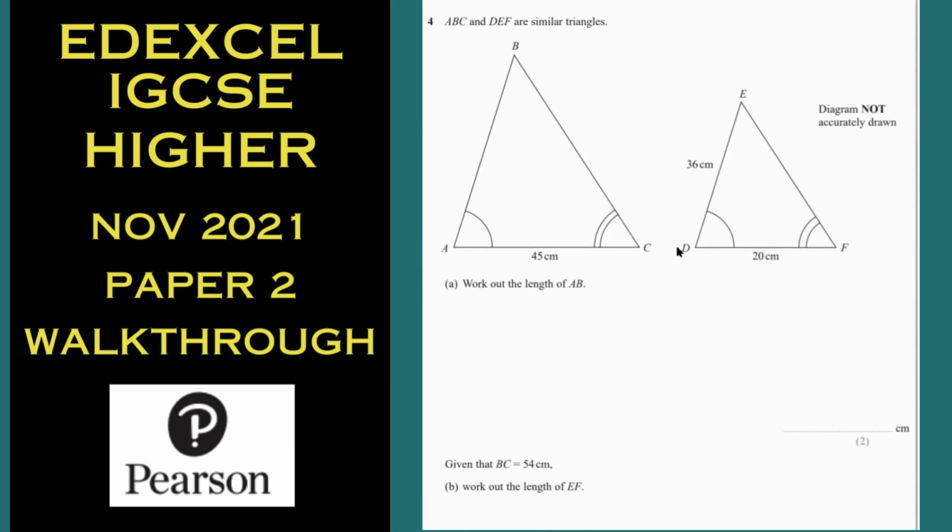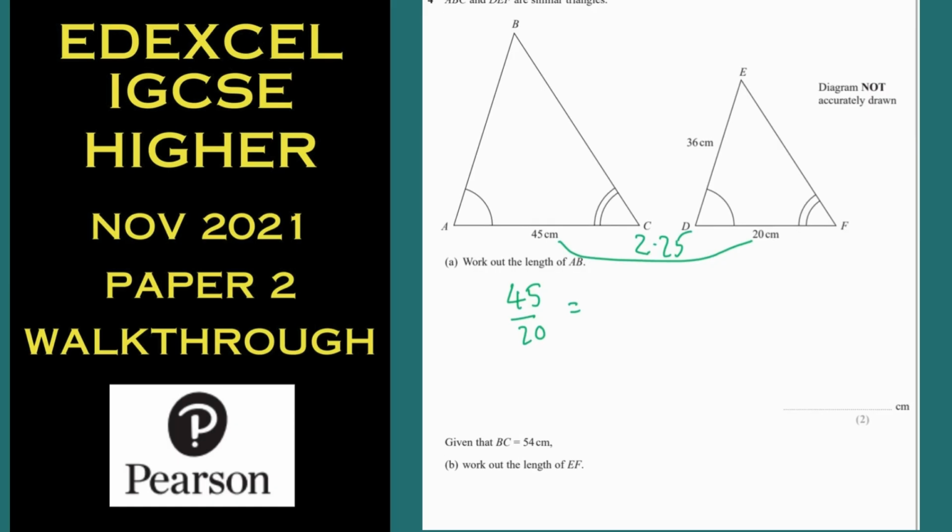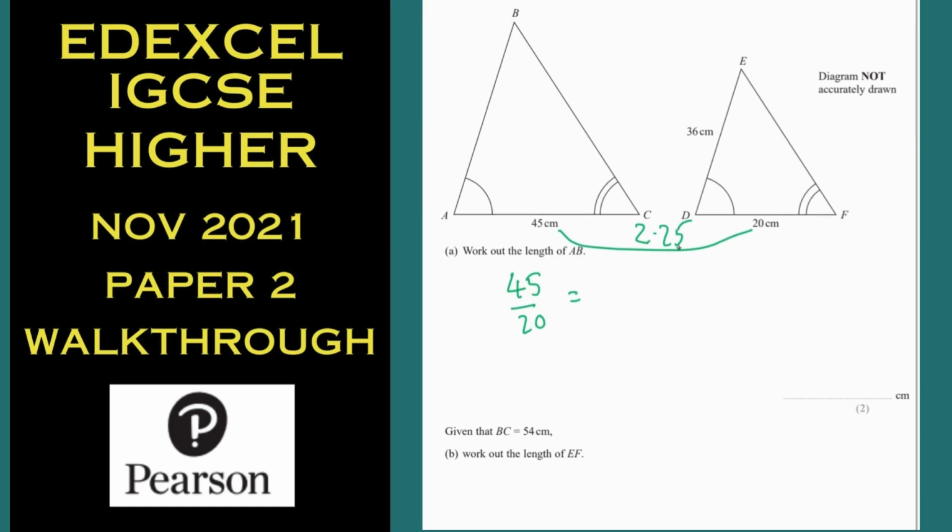Number 4, similar triangles means there is a multiplier. So whether you write your multiplier as a fraction or a decimal, no one cares. But I do 45 divided by 20. So my scale factor is 2.25. So I'm multiplying or dividing, depending on which way around I'm going. To find AB, that's that one there.